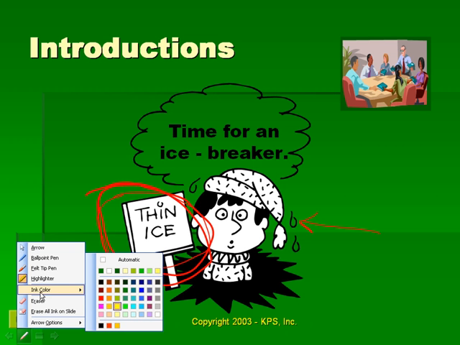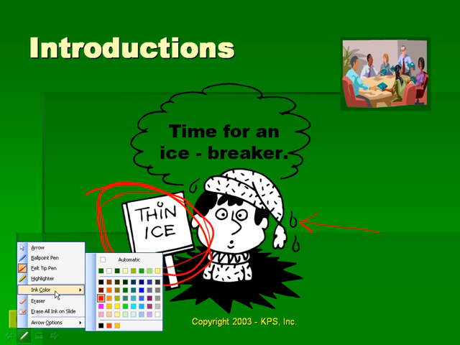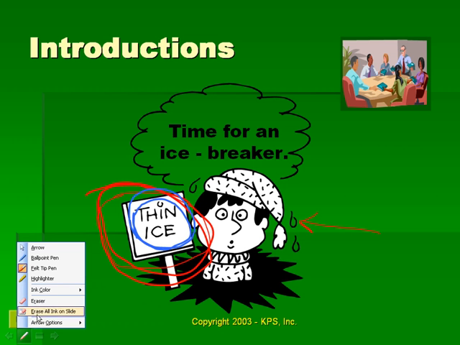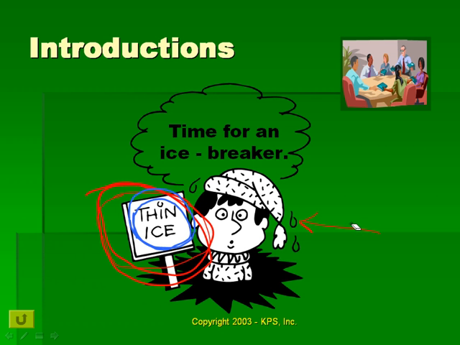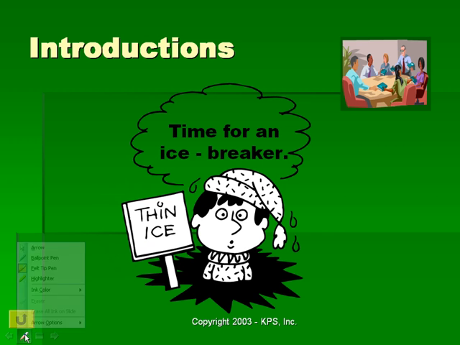I can change the ink color on my highlighter because that's what's selected, or on my felt tip pen. Let's change the ink color to a light blue. See what happens. Makes more sense for thin ice. And I've got erasers as well. I can erase one item at a time, just by clicking on it. Or I can erase all ink on this slide. And I'm going to switch back to my arrow.